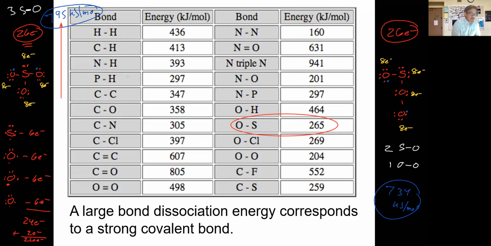This structure of sulfite then has 3 S-O single bonds, rather than 2 and 1 oxygen. That is how we use bond dissociation energy in order to determine which structure is valid here. Okay, so that's the importance of bond energy, folks. And so please make sure you understand that.